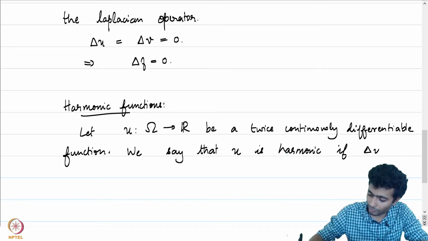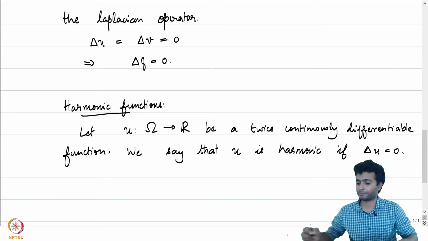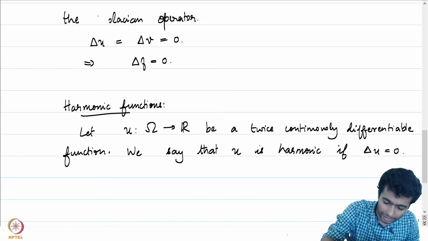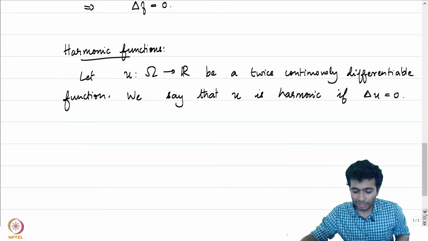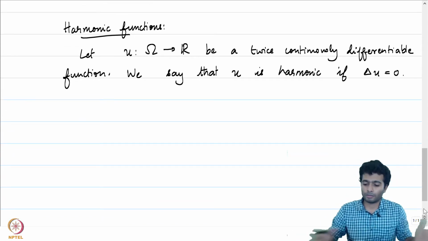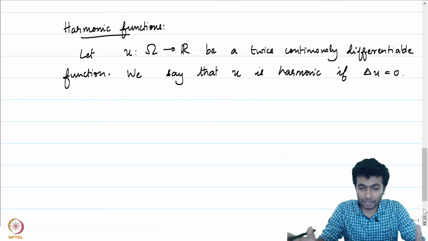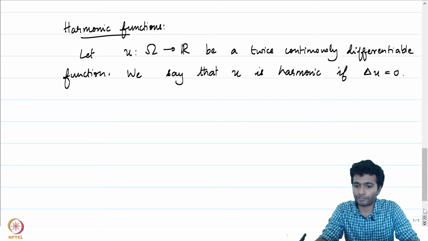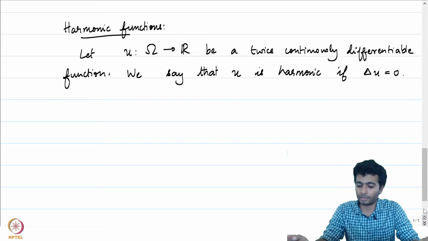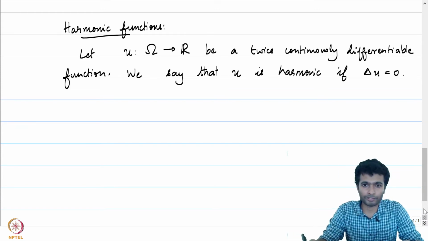If Laplacian of u is equal to 0. That should be L, the L should be capital. Right, so we have given a big category or a big class of examples by noting that the real part of holomorphic functions are harmonic, the imaginary part of holomorphic functions are harmonic.